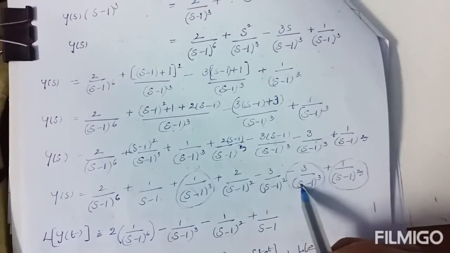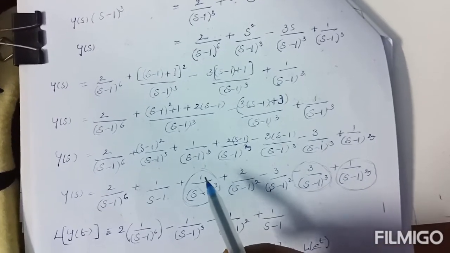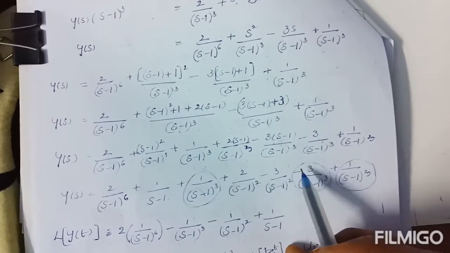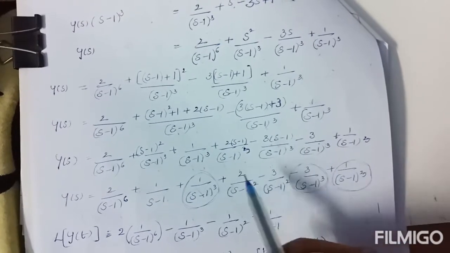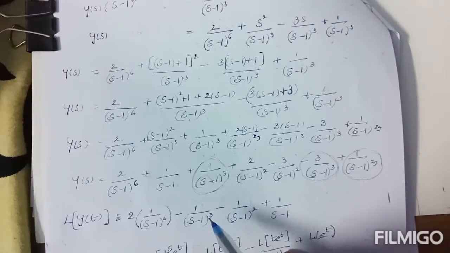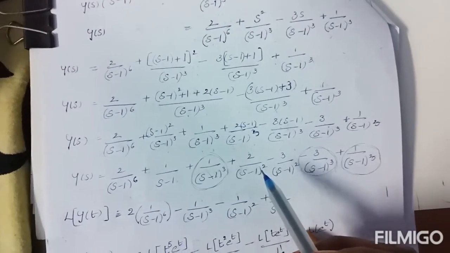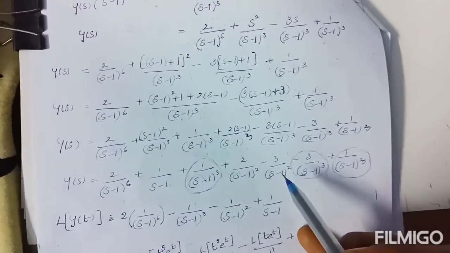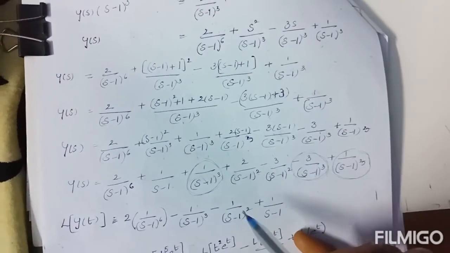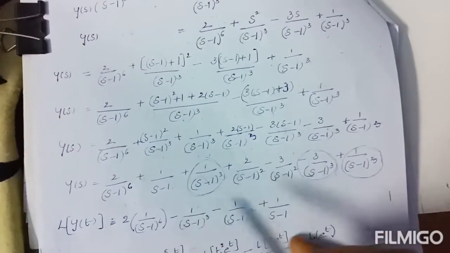Here same denominator. These three have the same denominator. Now take the numerators as per sign: 1 minus 3 plus 1. So totally 1 minus 3 plus 1 is minus 1 by (s minus 1) whole cube. Remaining, 2 by (s minus 1) whole cube. Here it is minus 3 by (s minus 1) whole square. Totally minus 1 by (s minus 1) whole square plus 1 by (s minus 1).